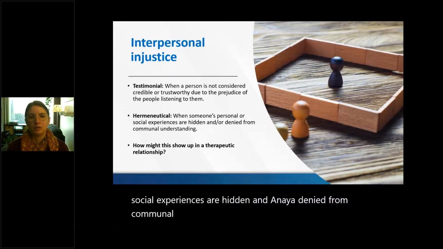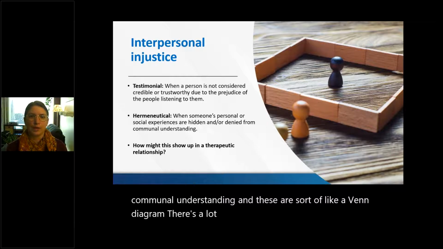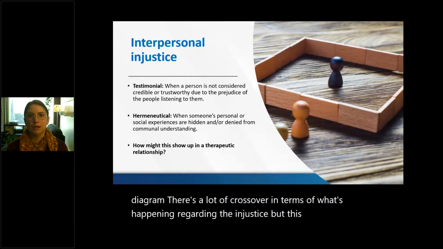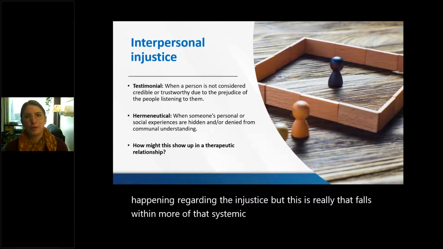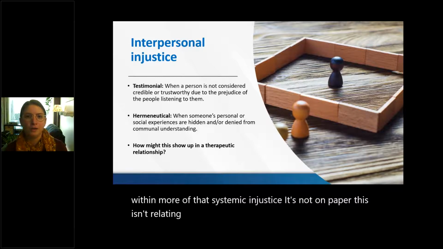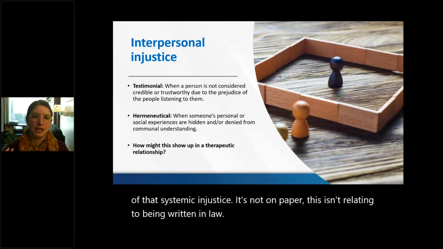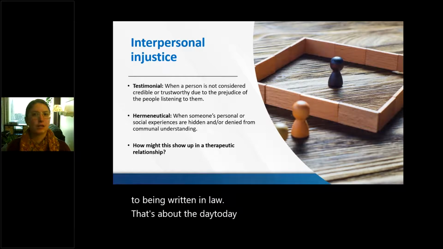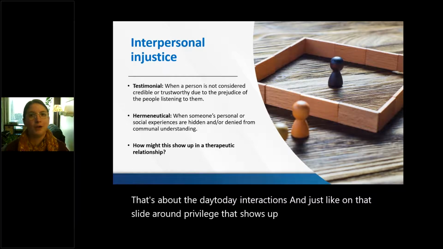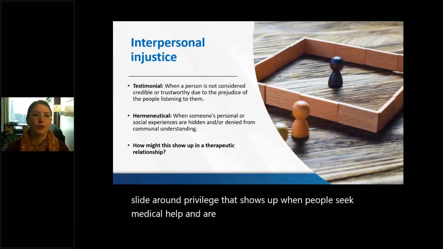And these are sort of like a Venn diagram. There's a lot of crossover in terms of what's happening regarding the injustice, but this really falls within more of that systemic injustice. It's not on paper. This isn't relating to being written in law. It's about the day-to-day interactions. And just like on that slide around privilege, this shows up when people seek medical help and are not considered credible or trustworthy, or not taken as seriously.